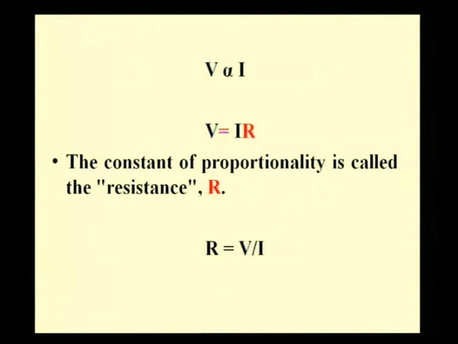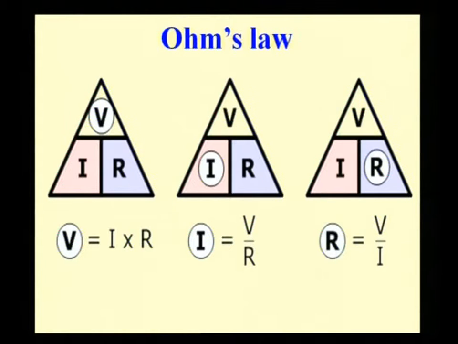Now the second question is to define how many factors affect the resistance. We can also know the equation of Ohm's law. The equation can be easily transferred into the Ohm's triangle. See, in a triangle we have three parts. In the first part we put V, in the second part we put I, and in the third part we put R. Now in that triangle we show the relationship between voltage, current and resistance.